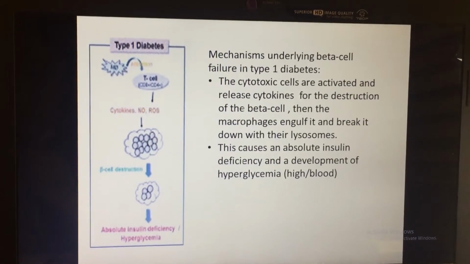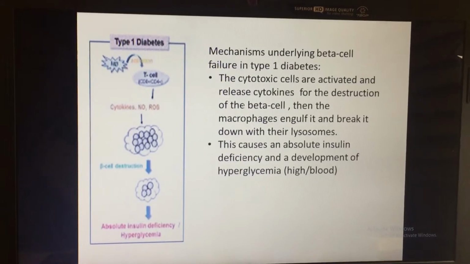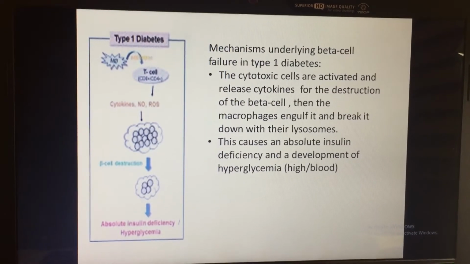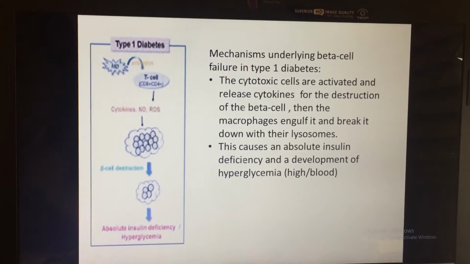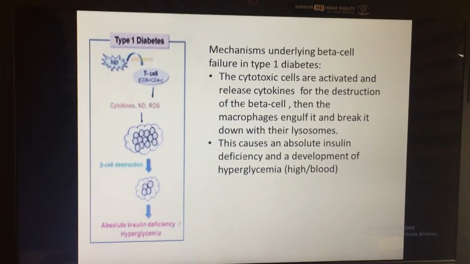This is just another picture of how beta cells in the pancreas are destroyed. First, the T cells release cytokines from the activation that beta cells have been sensed. Then it eventually leads to the destruction of the beta cells that can cause a deficiency in insulin, and a person can also develop hyperglycemia, which is high blood glucose levels in the bloodstream.